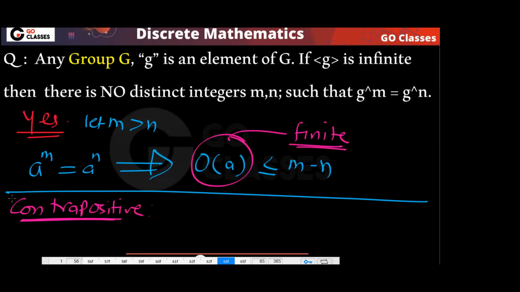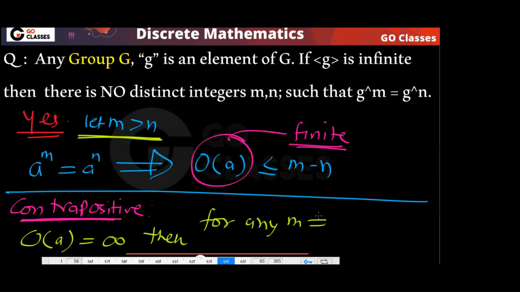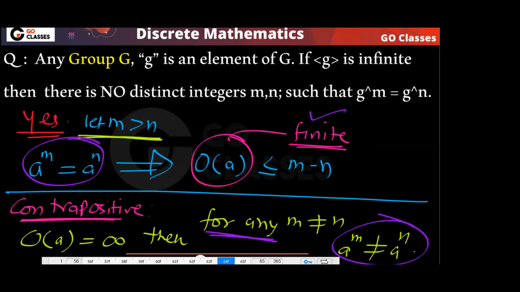What will be the contrapositive? The contrapositive will be that if the order of a is infinite, then for any m not equal to n, a power m is never equal to a power n. This is just the contrapositive, because if a power m equals a power n happens, then the order of a will be finite. So if the order of a is infinite, then for any m, n, this will never happen. Always a power m will be not equal to a power n.